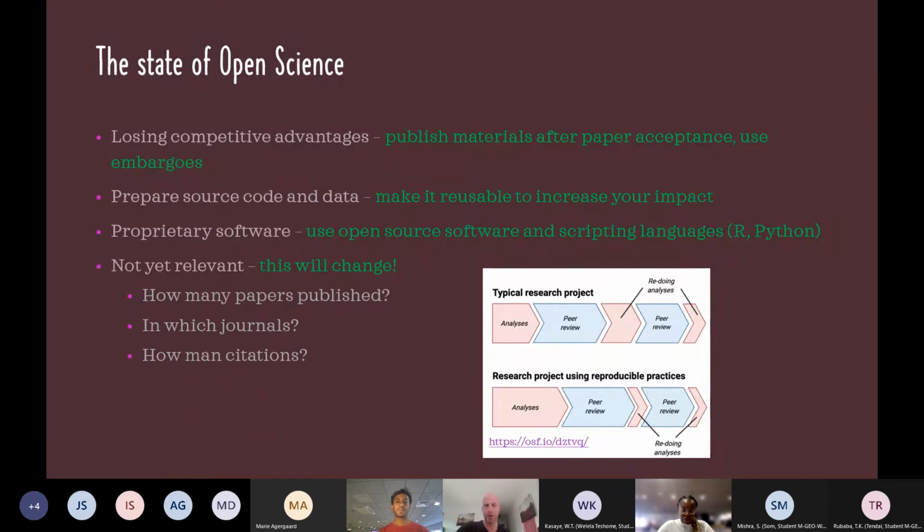Another issue is proprietary software, particularly point-and-click software. So the geo participants will likely know Esri software, for example, ArcGIS. And this is proprietary software. This can only be solved by using open source software, ideally scripting languages like R and Python.